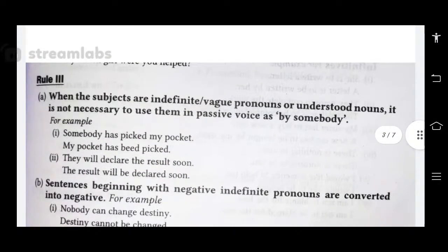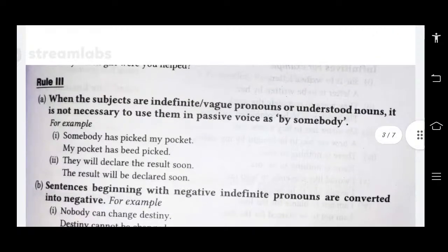When indefinite pronouns are the subjects of the sentence, as we learned, the passive sentence has to end with the subject of the given sentence. But in this case, the subject which has been given as an indefinite pronoun, we need not use it again. That is rule number 3.